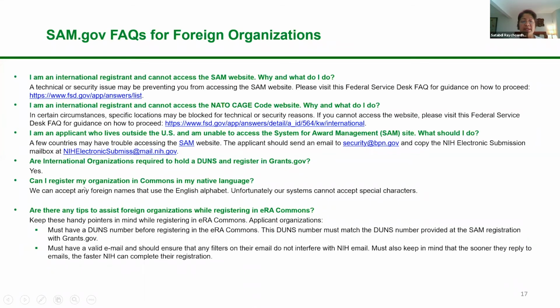Also, can I register my organization in Commons in my native language? No, we can accept only foreign names that use English alphabets. Unfortunately, eRA Commons cannot recognize anything other than English. Are there any tips to assist foreign organizations while registering in eRA Commons? So there are a couple of tips right here. Keep these handy pointers in mind while registering in eRA Commons. So you do need your DUNS number when you are trying to register, and you need your SAM registration done. So you need those things in place when you are trying to register.